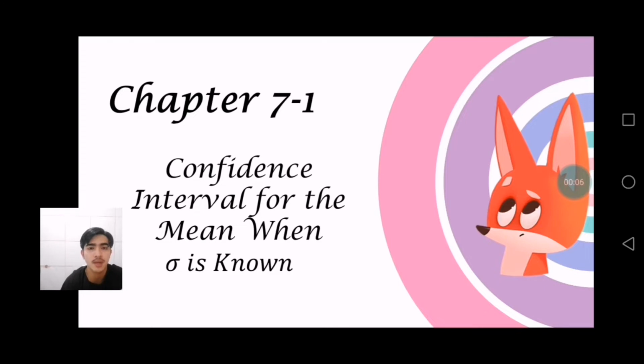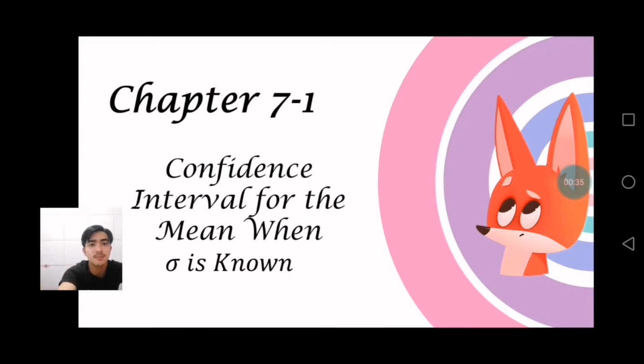For today's video, I'll be discussing chapter 7: the confidence interval for the mean when sigma, or population standard deviation, is known, and the confidence interval for the mean when sigma is unknown. But before we go to our solving, let us first know the following terms and their definitions in order for us to understand the difference between population standard deviation known and unknown.